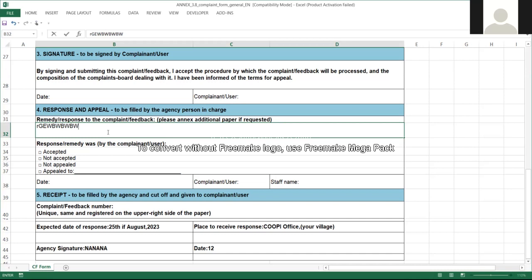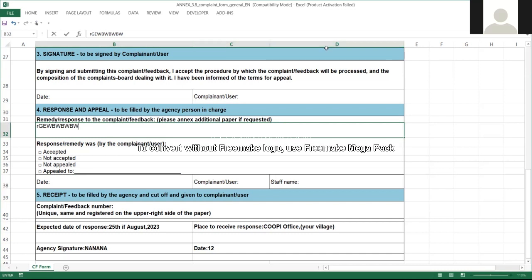If the person goes for appeal to, for example, Kabele or a higher manager from COOPI, you write that one. Then you write the date. The person has to sign that they accepted the response or decided to go further with the issue. Then the name of the staff who received this feedback. Okay, so I am through with this format.